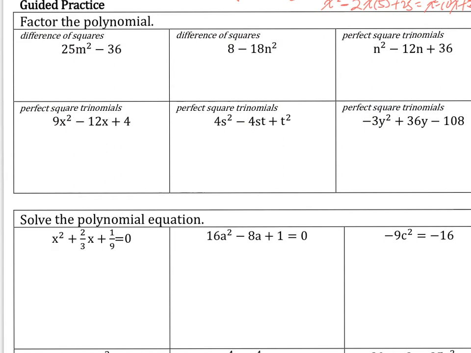Okay, now we're going to do some practice using the patterns. The first one, we're going to use a difference of squares pattern. And I can take the square root of 25m squared, and then that will be 5m. And the square root of 36 will be 6. And now I can write these as a product of two binomials with different signs.